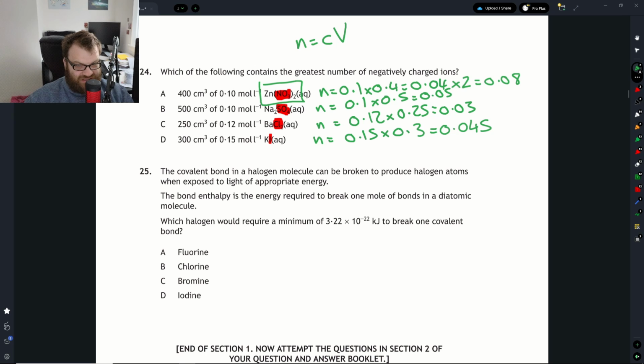Second one just stays as is because there's only one SO4 within the compound. Next, we have 2 chloride ions within our barium chloride, so that needs to get times by 2, giving us 0.06. The last one was just 1 iodide in the potassium iodide, meaning it stays the same. So taking that into account gives us our correct answer of A. If you didn't do that, you would come out with B, which is incorrect.